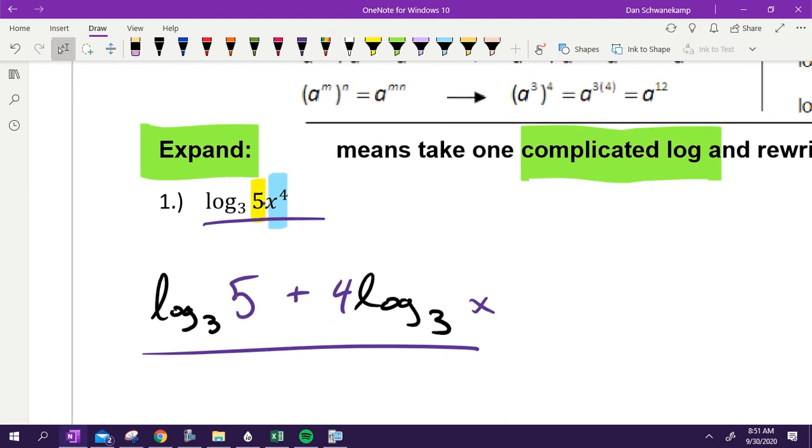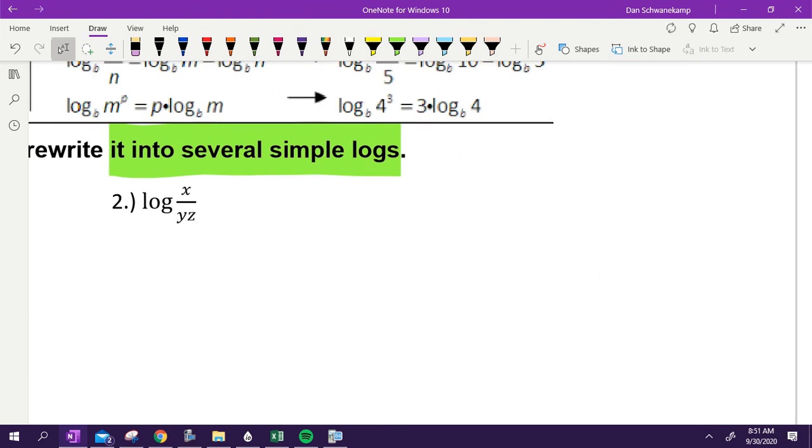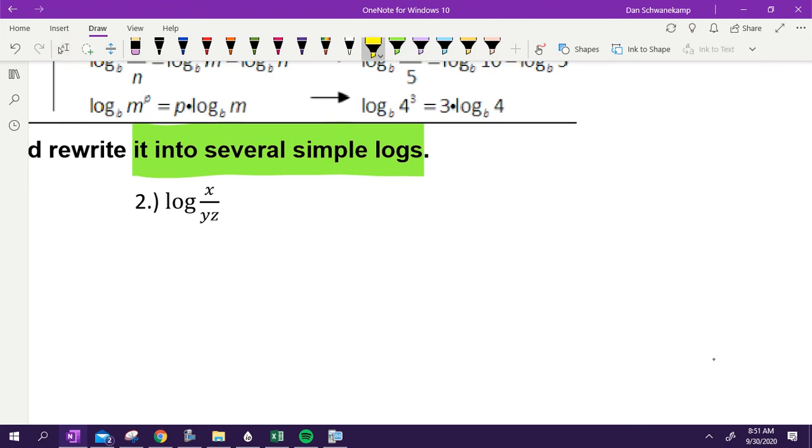Questions on number 1? Number 2, log of x divided by yz. How many things do you see that are being multiplied or divided? Show me with your fingers. There's 3 here, because you have to think about all the different parts. How many times can you put a multiplication or division? There's 3 things. They're divided and multiplied there. There's 3. So what is a log? 3 times.